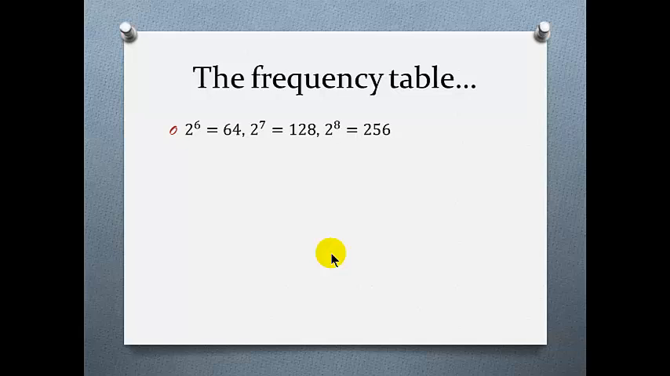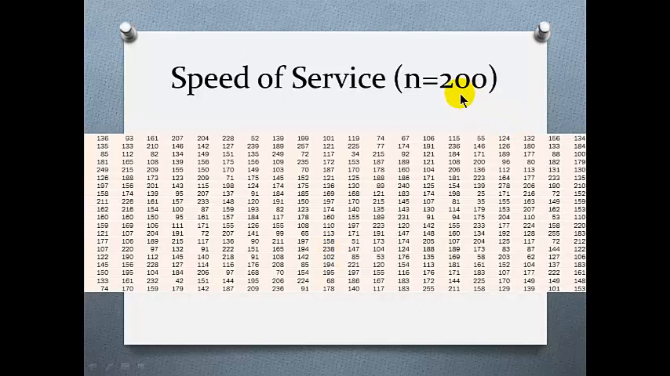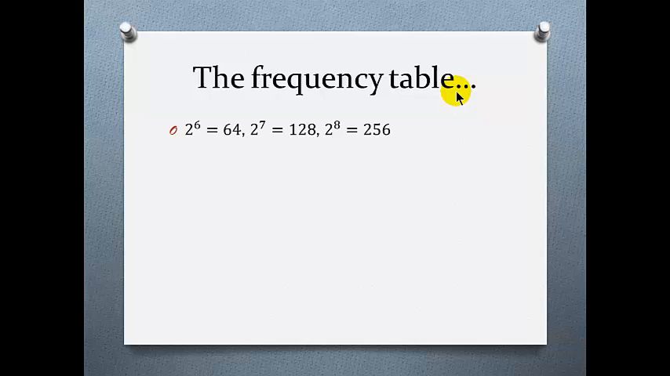We need to know the number of bins, or the number of classes. So we take 2 to several exponents. We mentioned that we've got 200 data values. So we want 2 to some power to be just under 200. 2 to the 6th power is 64. 2 to the 7th power is 128. 2 to the 8th power is 256. 256 is too big. We only have 200 data values. So 2 to the 7th, we want 7 bins.